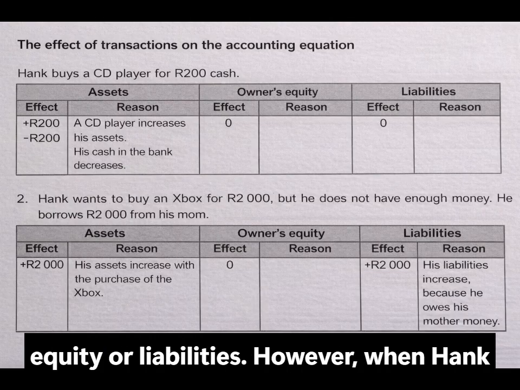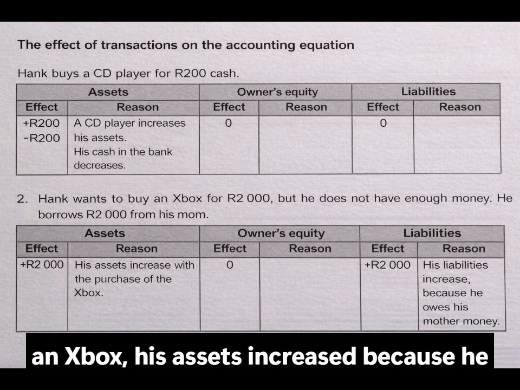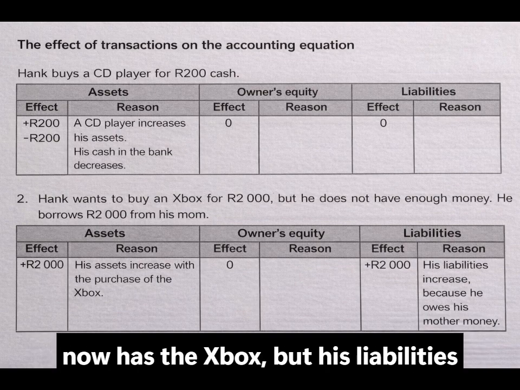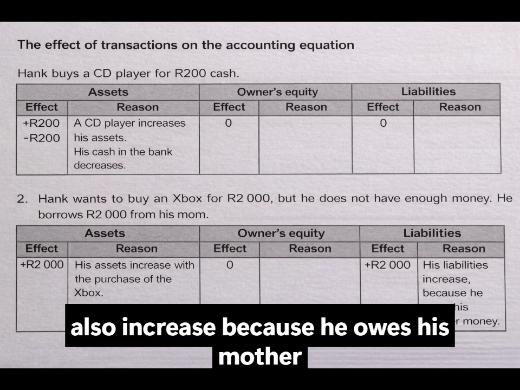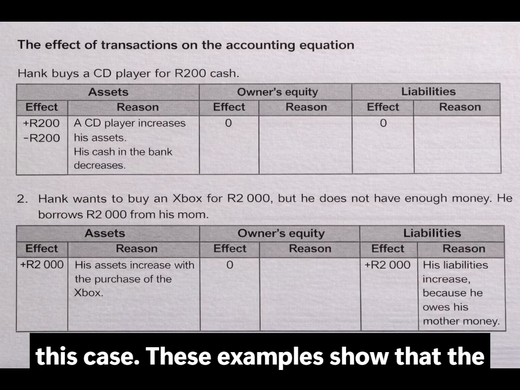However, when Hank borrows $2,000 from his mother to buy an Xbox, his assets increase because he now has the Xbox, but his liabilities also increase because he owes his mother money. Owner's equity does not change in this case. These examples show that the accounting equation, assets equals owner's equity plus liabilities, must always stay balanced, even when transactions occur.